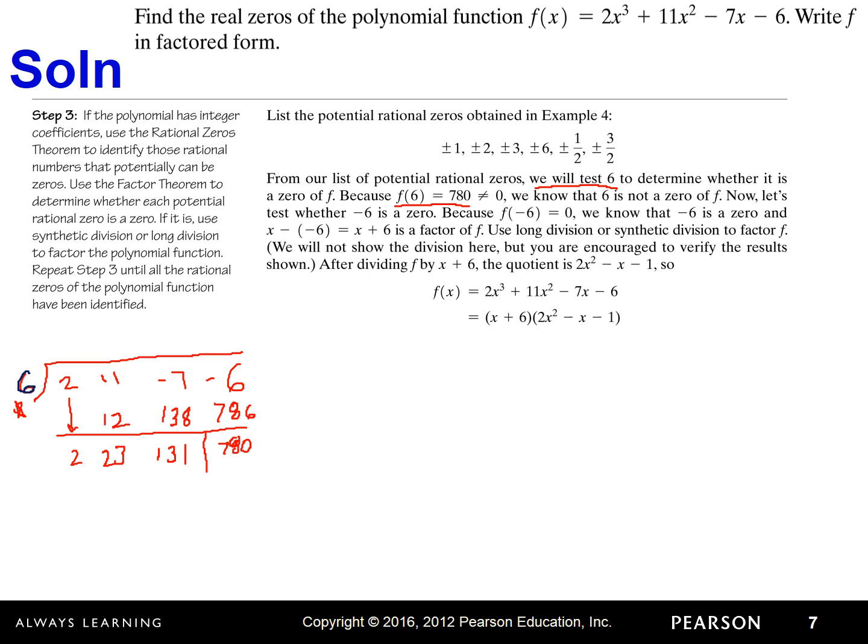Well, then he says, okay, well, that wasn't it. I think he just does that to show that, you know, everything you test might not turn out to be a 0. But what about negative 6? Of course, we've already seen the graph, and we feel like it is going to be negative 6. Negative 6, we'll run a synthetic with that.